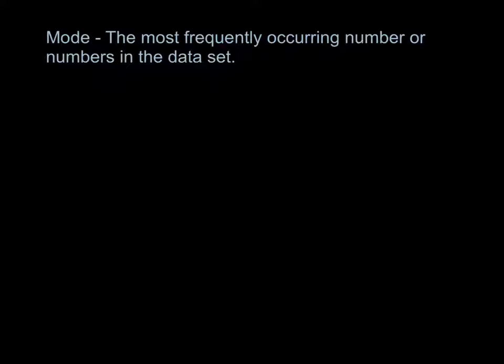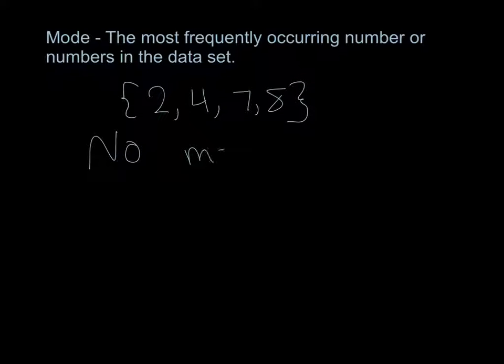And lastly, for measures of central tendency, we have the mode, which is the most frequently occurring number or numbers in the data set. In the case of our previous example with 2, 4, 7, and 8, we have no number that occurs any more frequently than any of the rest. So in this case, we would say no mode. But it is possible that you might have a data set where there are repeating numbers, and whatever is the most frequently occurring is the mode.